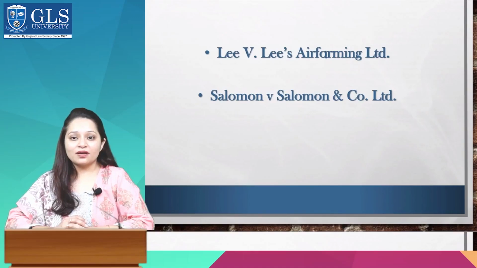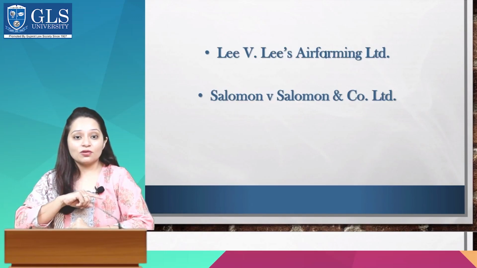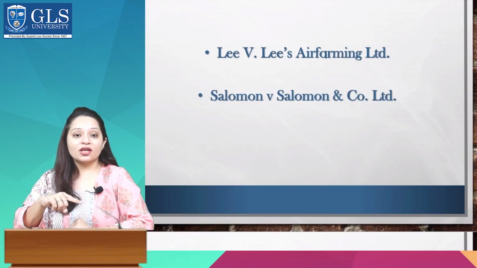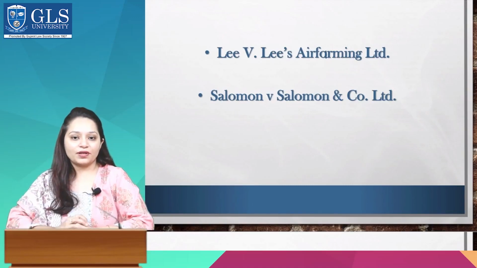In Lee's Air Farming Company, Mr. Lee held 2,999 shares out of 3,000 shares. Not only that, he voted himself as managing director of the company. However, he also became chief pilot of the company on a salary. Here you can see that he is managing director, he is holding the majority of shares, as well as he is working for salary. It means he is an employee also of the company.